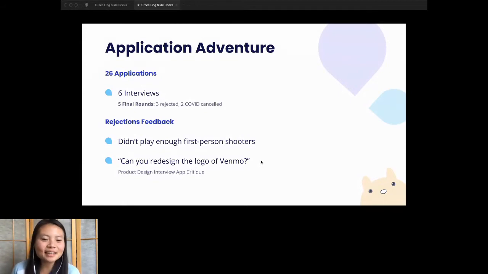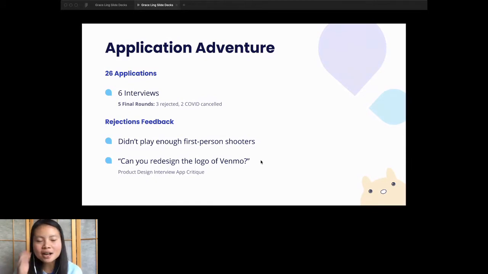The second one was actually with another game company. They specialize mostly in first-person shooters. However, I did not make it past the behavioral round because I didn't play enough first-person shooters. And so sometimes you have to really know the product in order to work for that company as well. I personally play a lot of simulation and RPG games, not so many first-person shooters. So that's how I got rejected from that game company, and that's mostly the feedback I've got.